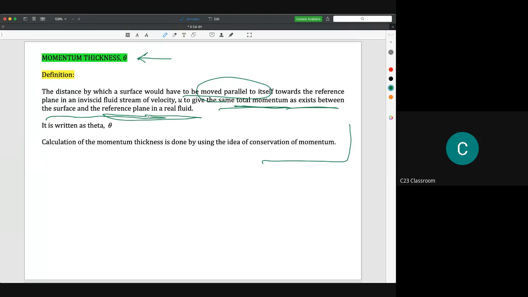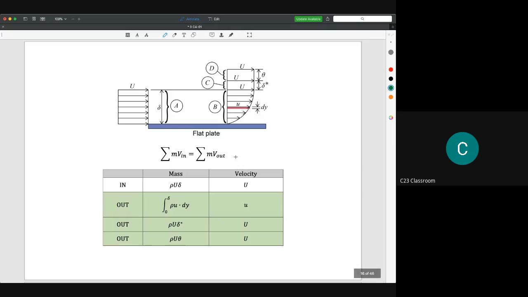So the idea is to make sure that the momentum we calculate in our theory reflects the same momentum that occurs in the real world, in the real situation. In other words, it's just to make sure that the conservation of momentum is fulfilled. Okay, so the idea is the same. We just bring the momentum that occurs at this loss area here into this part.